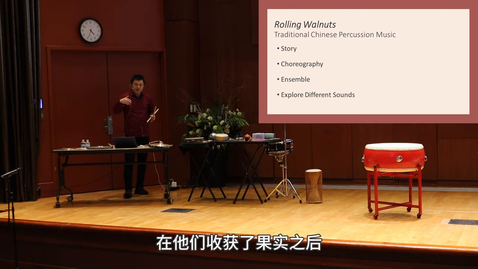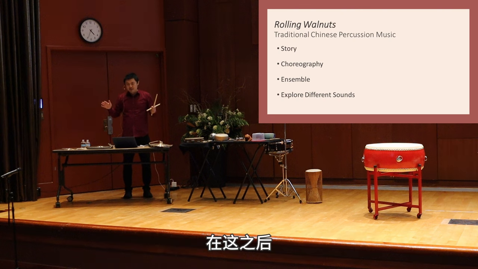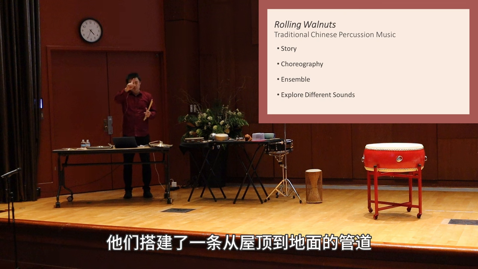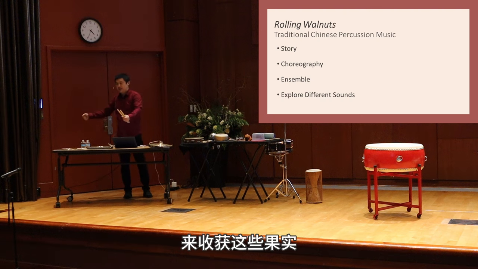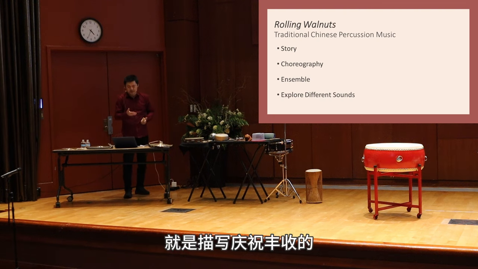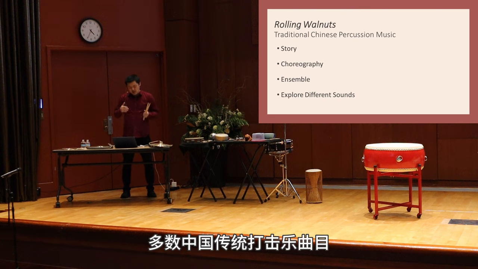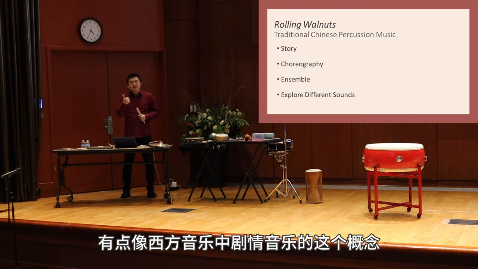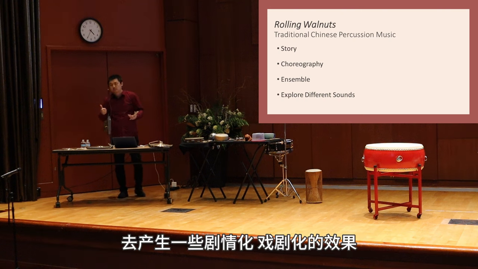After they get the fruits, they use sunshine to dry the walnuts on top of their roofs. Afterwards, they build a pipe from the top of their roof to the ground. They roll all the walnuts through the pipe to the ground and they get the harvest. And this rolling walnuts is the piece for celebrating the harvest. This is a good example that most traditional Chinese percussion pieces have a story. It's equivalent to the Western concept of music theater or theatrical music, right? When a musician plays something, but they also act to make it a play or make it theatrical.